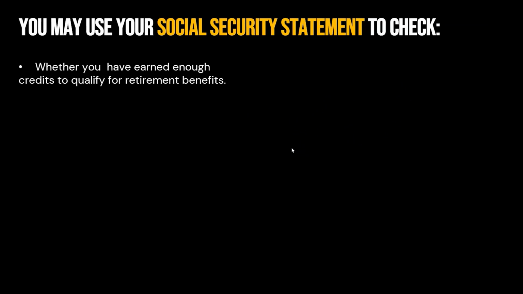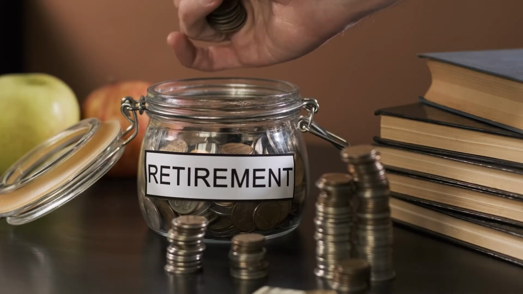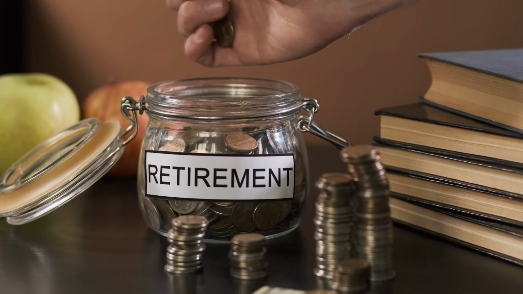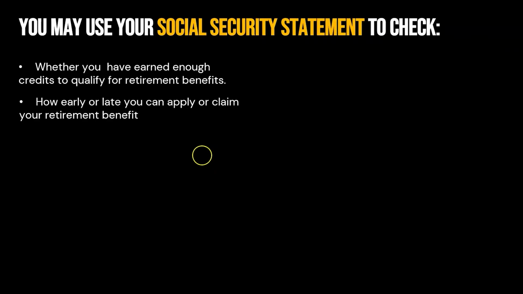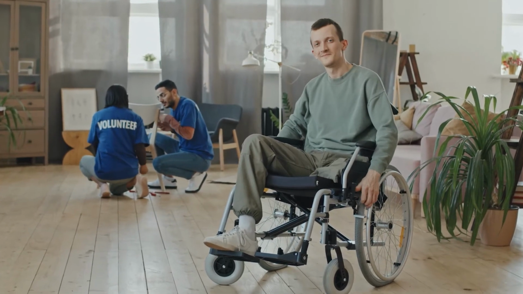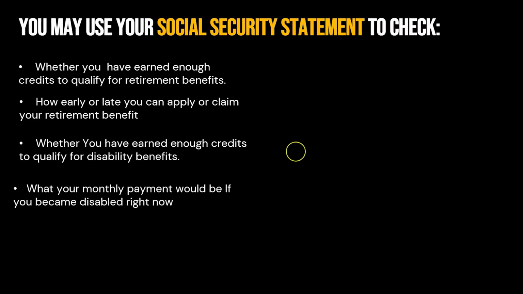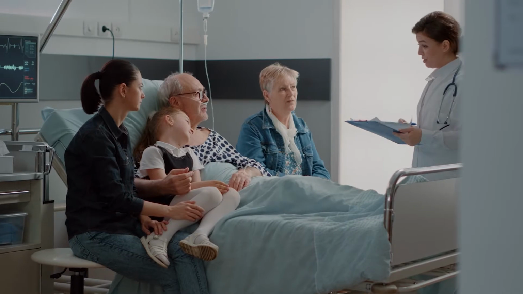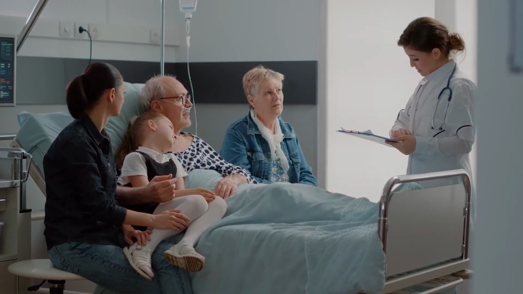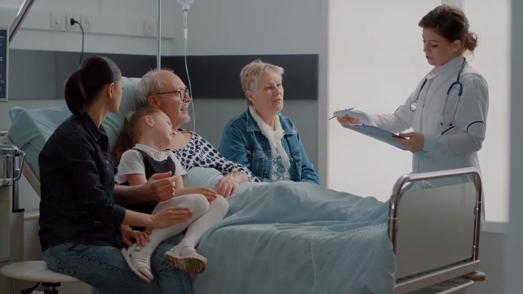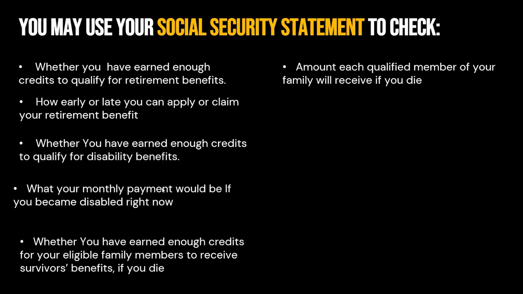You can use your Social Security statement to check whether you have earned enough credit to qualify for retirement benefit, how early or late you can apply or claim your retirement benefit, whether you've earned enough credit to qualify for disability benefit, and what your monthly benefit will be if you become disabled right now. You can also check whether you have earned enough credit for your eligible family members to receive survivor benefit if you die. It also lets you know the amount each qualified member of your family will receive if you die.